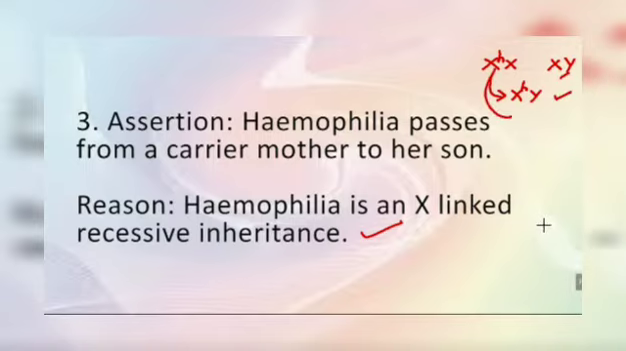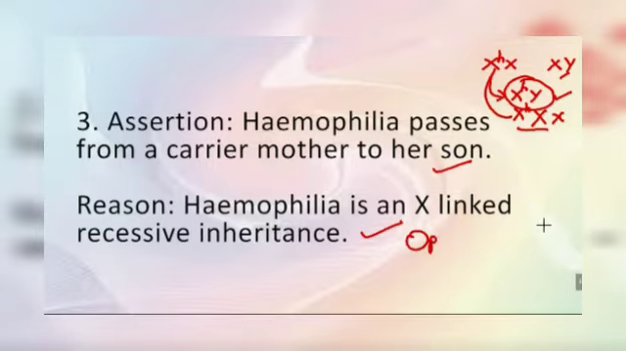But if it is a daughter, she can receive X^H, but her father is giving a normal dominant one, so she is not affected but remains a carrier. So possibility of son being hemophilic is from the carrier mother because it is an X-linked recessive inheritance. So both these statements are correct and reason is the correct explanation. So we can go for option A.